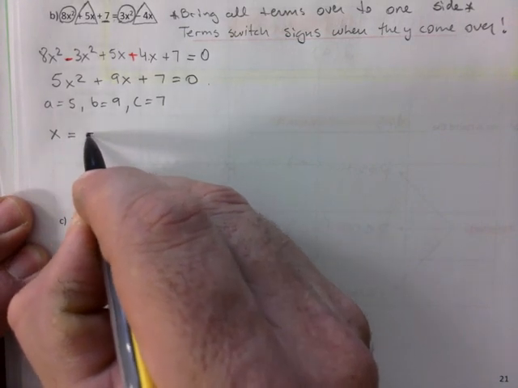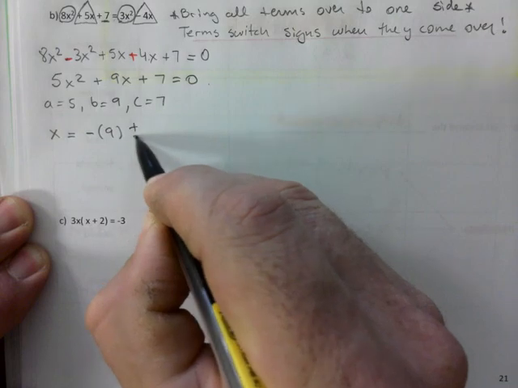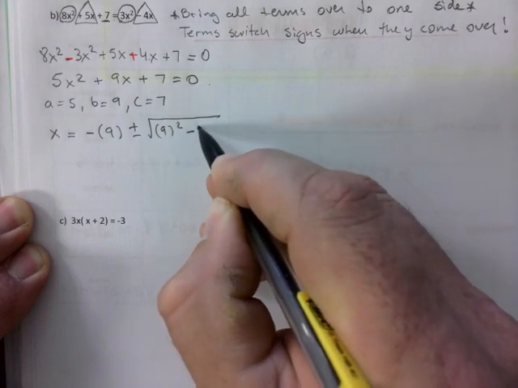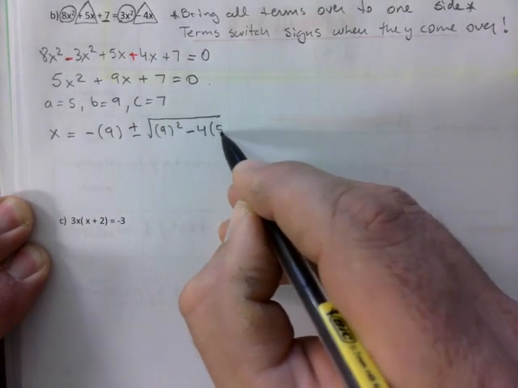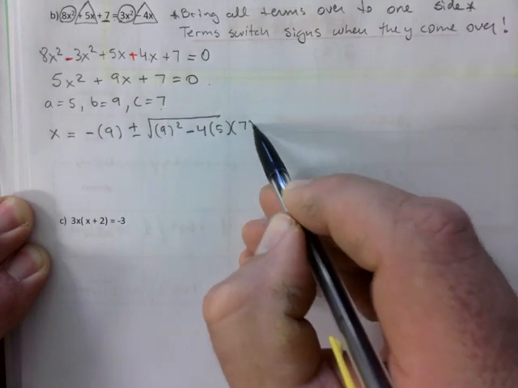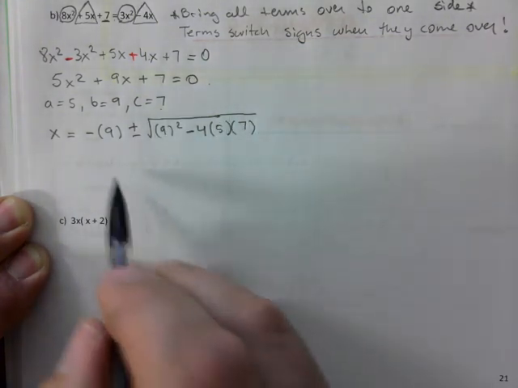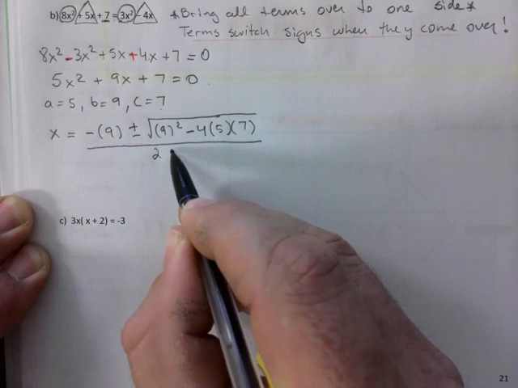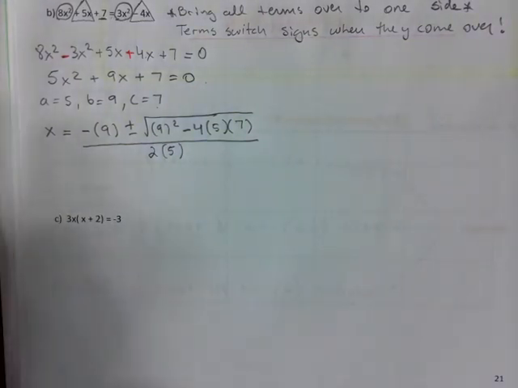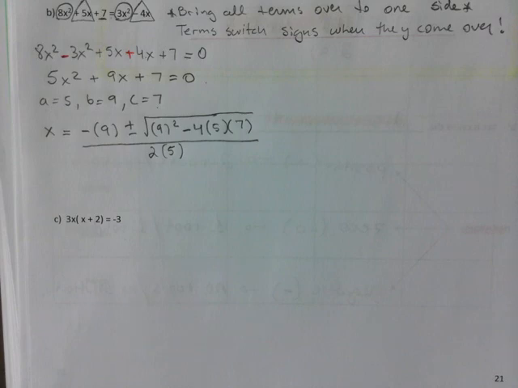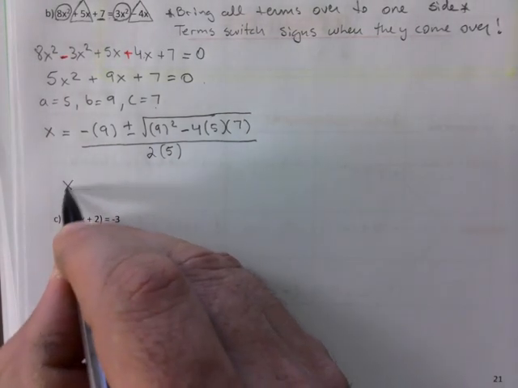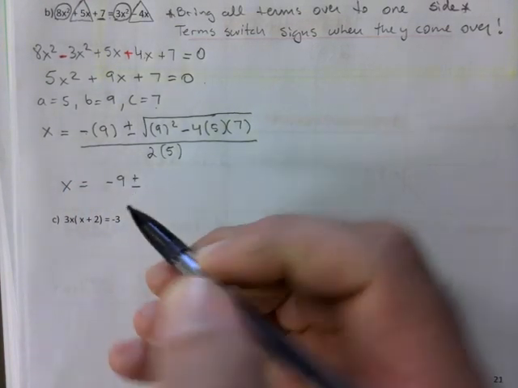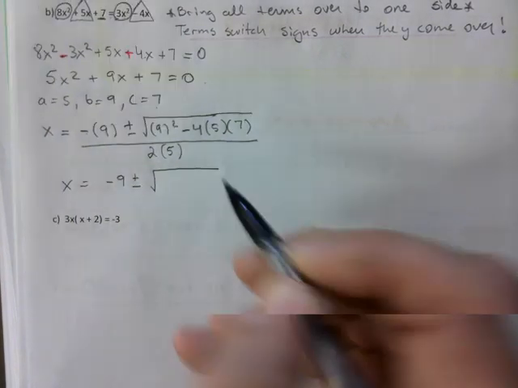x is equal to negative b plus or minus the square root of b squared minus 4 times a times c. All positive, so there, you don't have to worry about any of that. All of that divided by 2 times a. Now clean it up. Negative times positive 9 is just negative 9, plus or minus. Let's figure out the root part.